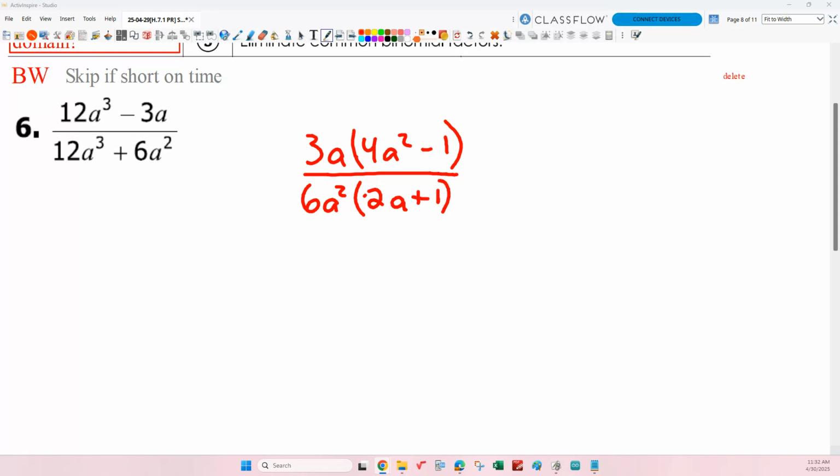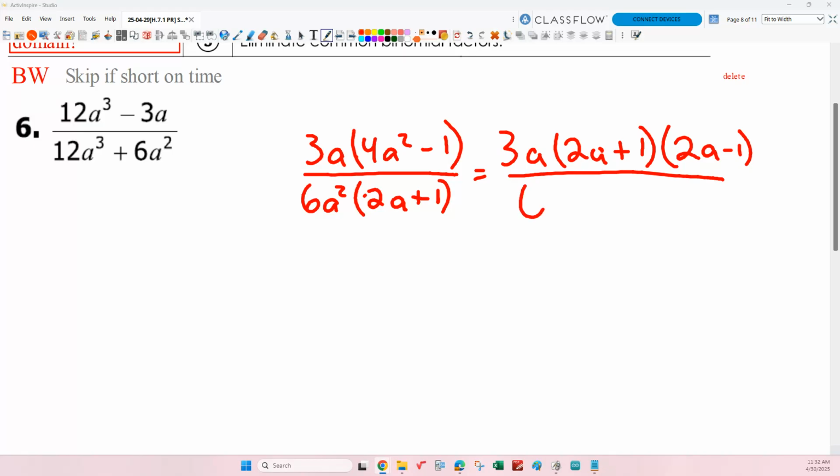Okay, what do you think about here? Yep, what would it factor into? What could we do? Yeah, so difference of squares. 2a plus 1, and then 2a minus 1. And then the bottom just stays the same. Okay, what do you notice here? Cancel the factors.